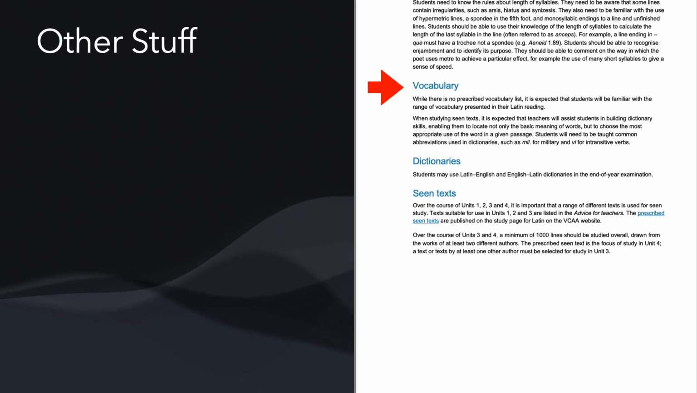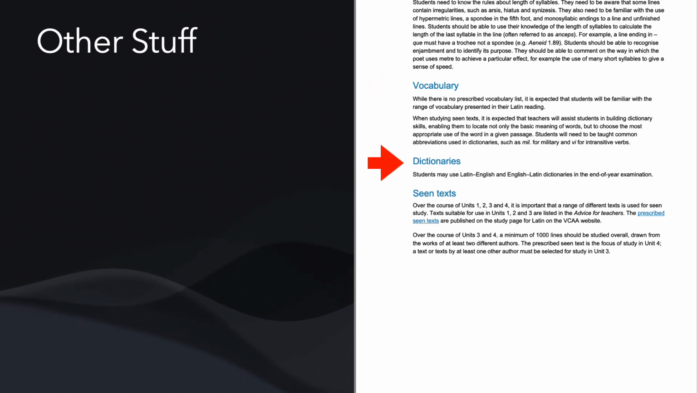Vocab. Now, there's no set vocab list. And what you do for vocab is going to be entirely up to you and your school. So there's no vocab, and you see the point underneath that is dictionaries. So you might be thinking to yourself, if I'm allowed a dictionary for the final exam, then why bother learning vocab? And the only reason you would learn vocab is just to make things quicker and easier for you. If you've got to look up every single word in the exam, then that's all you have time to do.